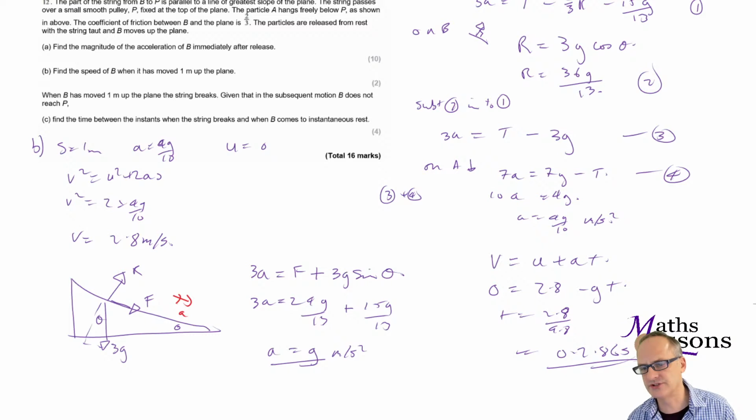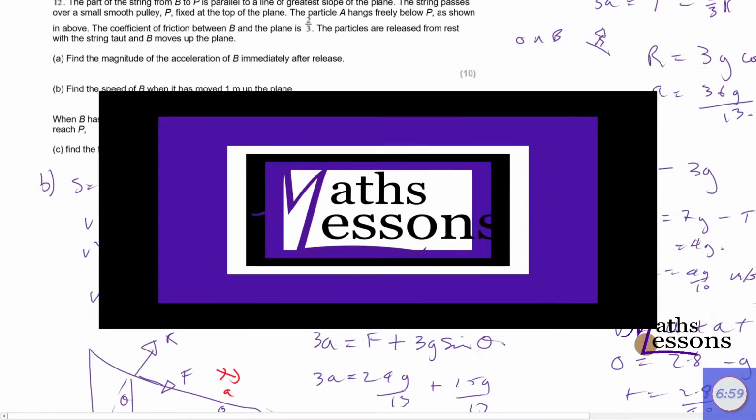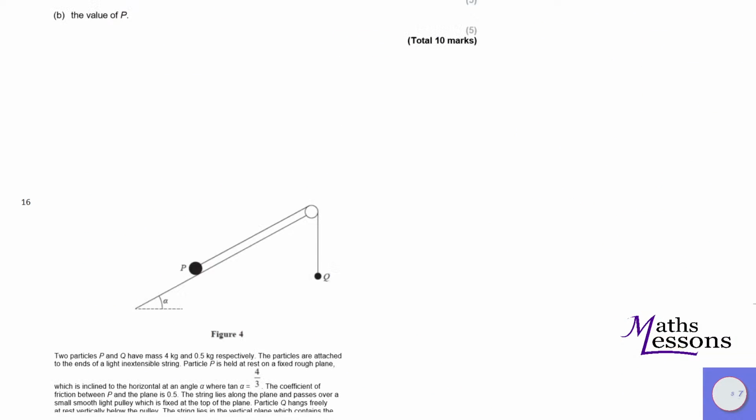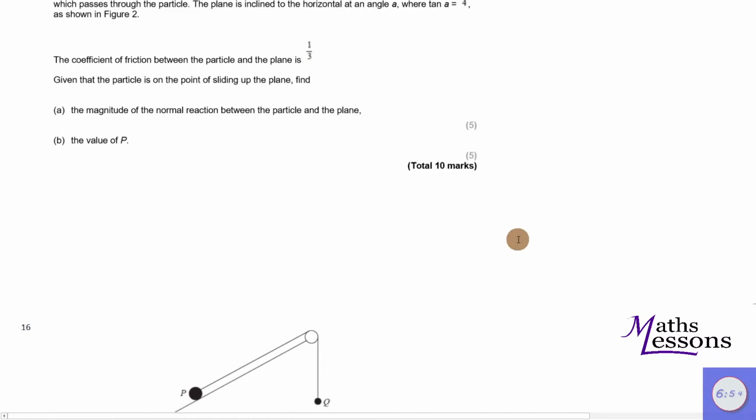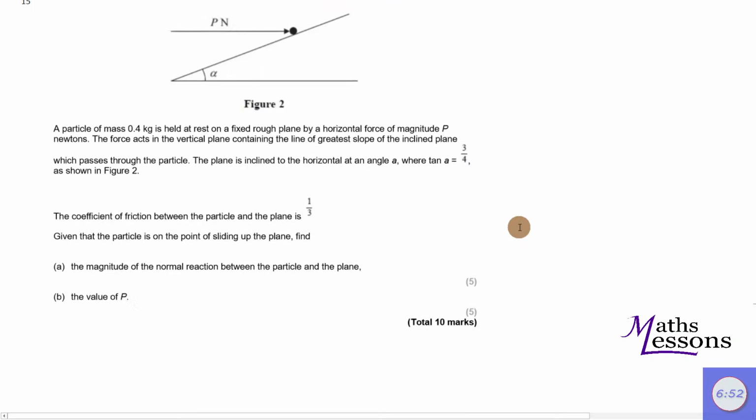Our next question, I'm going to give you 7 minutes to have a go at. So here is our next question. Paging down, and I press the right thing. There we go. Next.